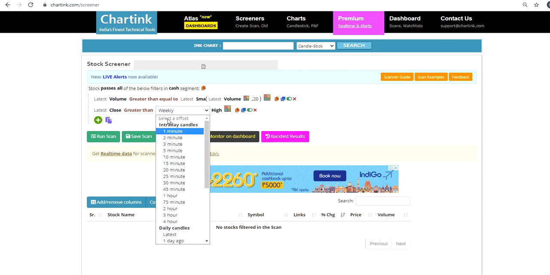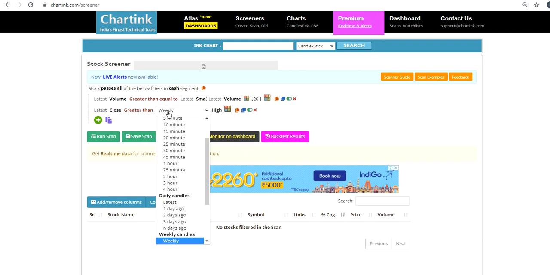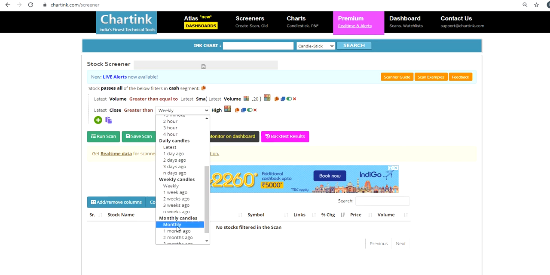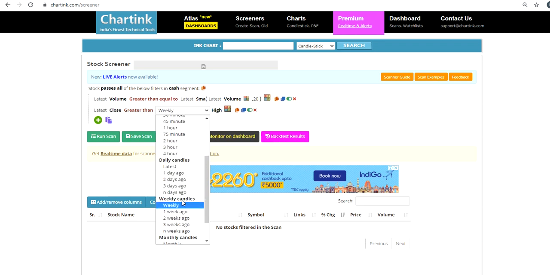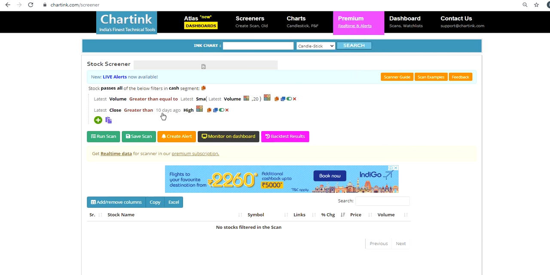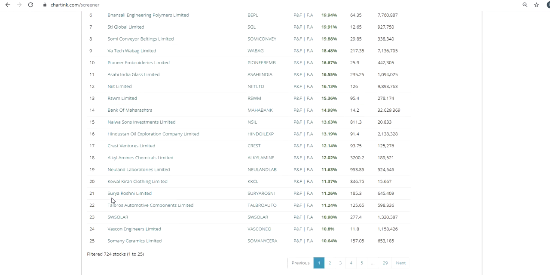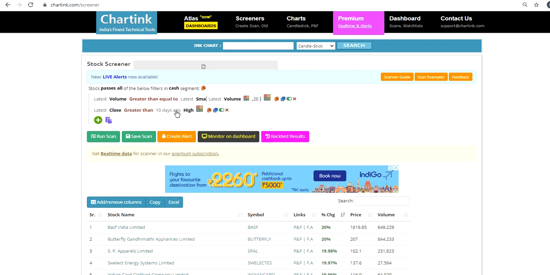So I'll have to select, let's say, n days instead. Here I can set an offset. So this is one way to check whether the high is higher than the last 10 days' high. You can also add some additional parameters, because this checks only whether the high is greater than the high of 10 days ago or not. You need to add further.